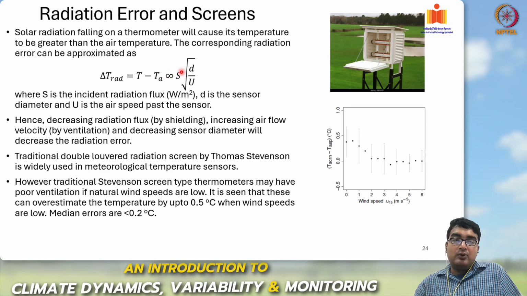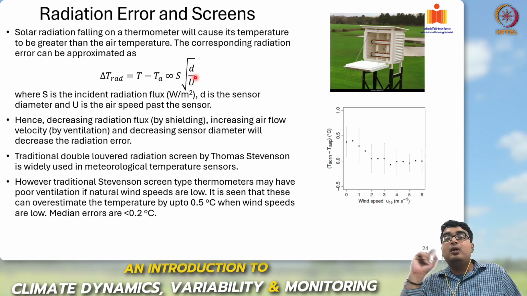This is proportional to S, where S is the incident radiation flux in watt per meter square, root over D. D is the sensor diameter, and U is the air speed past the sensor. So if we decrease the radiation flux, if we decrease the diameter of the sensor, and if we increase the wind speed by providing ventilation, then this radiation error can be minimized.